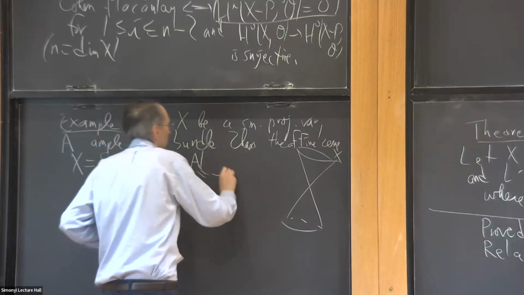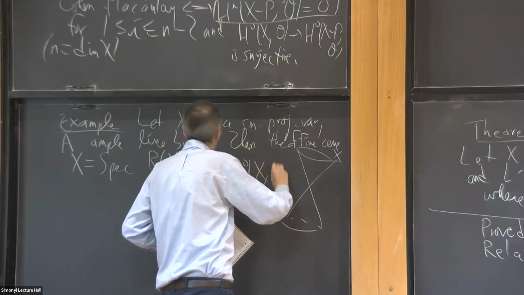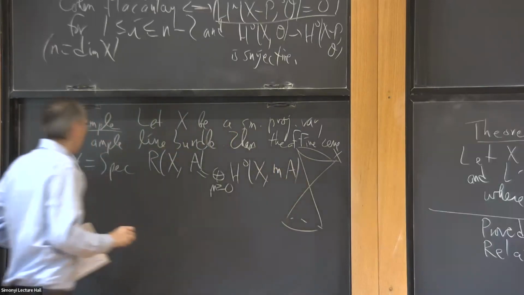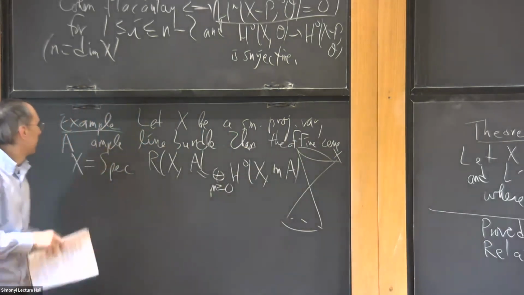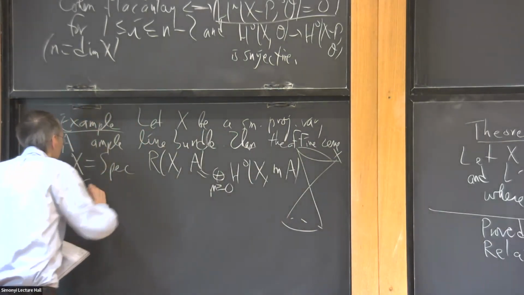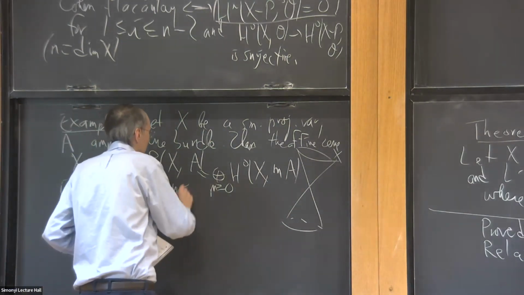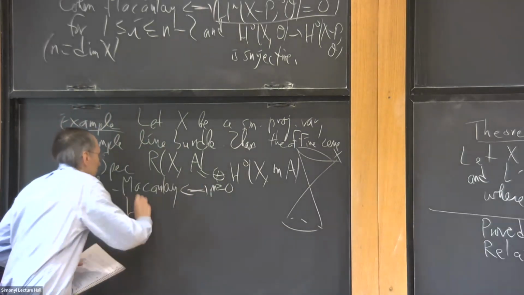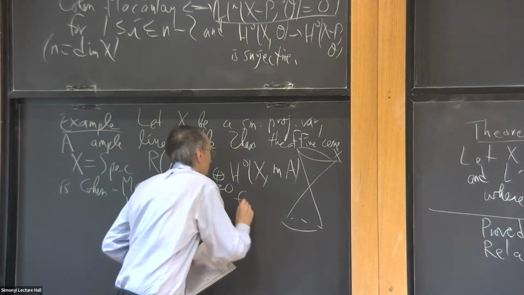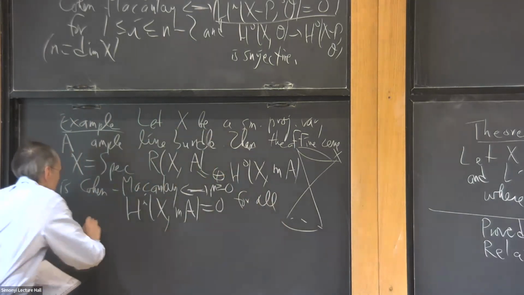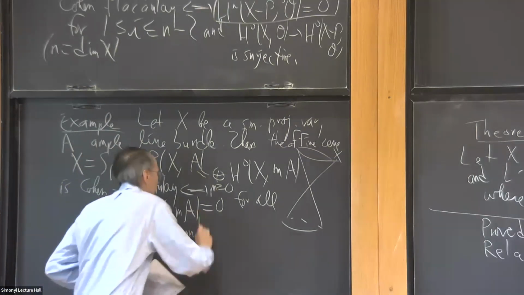So sections of the nth power of this line bundle. Okay, so that's what I mean by the affine cone over X with respect to the ample line bundle, and that is Cohen-Macaulay if and only if some vanishing theorems on X are true. So it means that the cohomology of X with coefficients in m times A is 0 for i between 0 and the dimension, and m any integer.